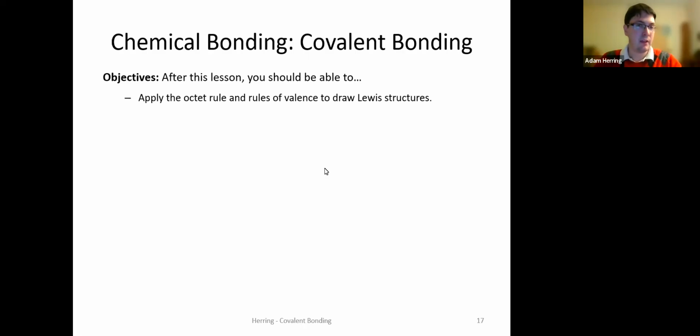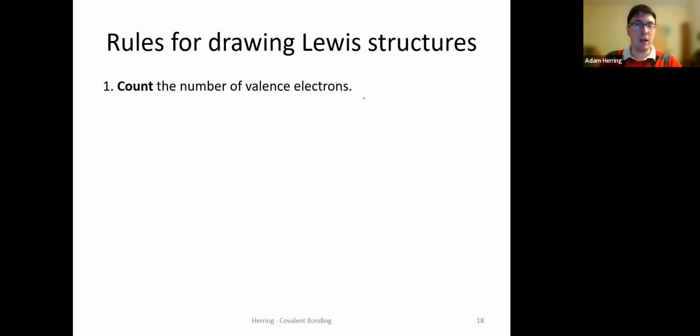Welcome back. In this video, we will learn how to draw Lewis structures by applying the octet rule and the rules of valence. So Lewis structures, as we've seen, indicate the number of bonds between different molecules. And these are in the cases of covalently bound molecules, so groups of nonmetals. The first step to drawing a Lewis structure, given the molecular formula, is to count up the number of valence electrons.